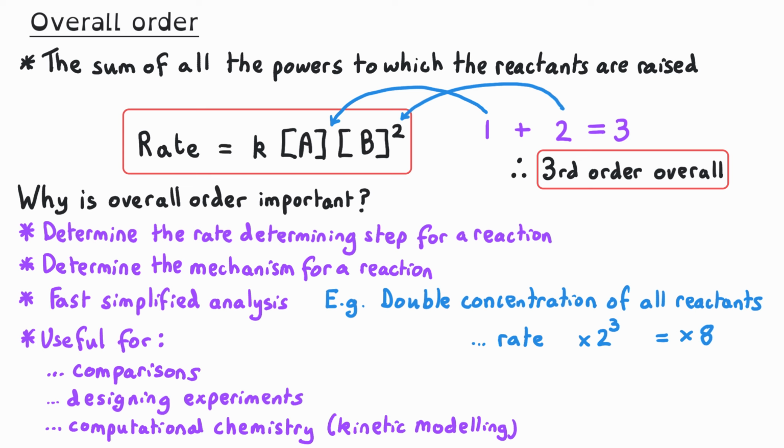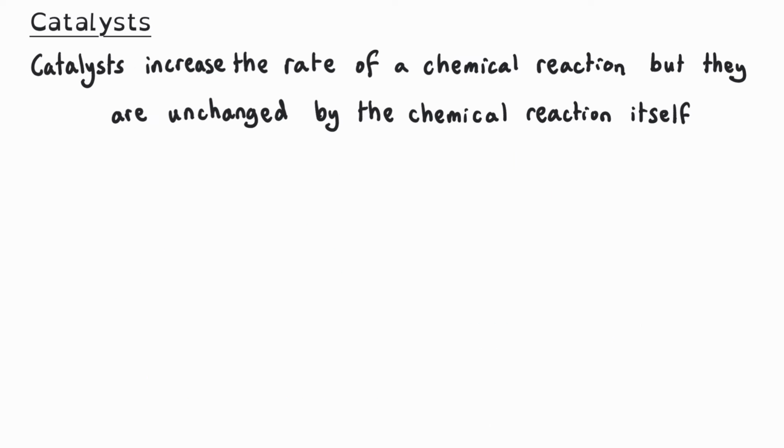Moving beyond the scope of A-level chemistry, the overall order of reaction is also useful for comparisons between different methods of doing a particular reaction. It's also useful for designing experiments, particularly in something called computational chemistry, which is used for kinetic modelling.